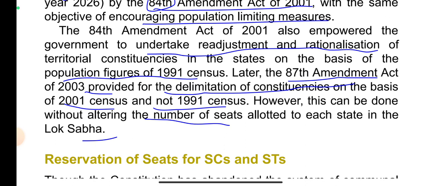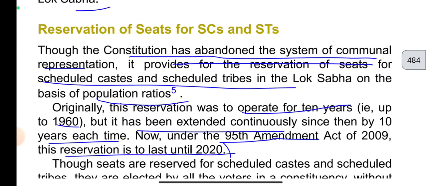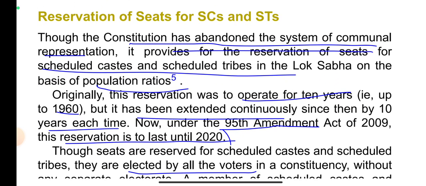Later, the 87th Amendment Act of 2003 provided for the delimitation of constituencies on the basis of 2001 census and not 1991 census. However, this can be done without altering the number of seats allotted to each state in the Lok Sabha. Reservation of seats for SCs and STs. Though the Constitution has abandoned the system of communal representation, it provides for the reservation of seats for Scheduled Castes and Scheduled Tribes in the Lok Sabha on the basis of population ratio.